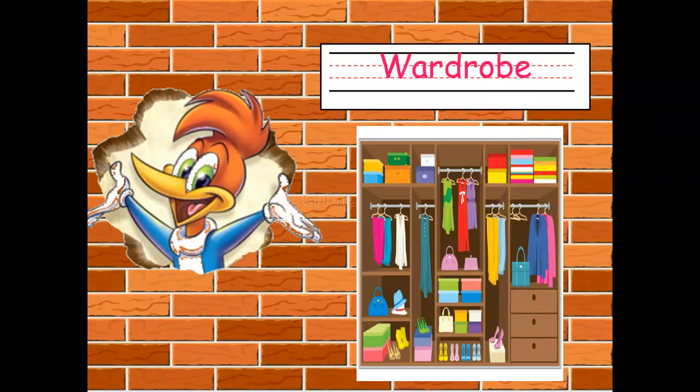This is a wardrobe. This is what? This is a wardrobe. Where can you see the wardrobe? I can see the wardrobe in the bedroom. So wardrobe, W-A-R-D-R-O-B-E. This is a wardrobe. Make a sentence using wardrobe, girls. For example, I have a big wardrobe in my room.